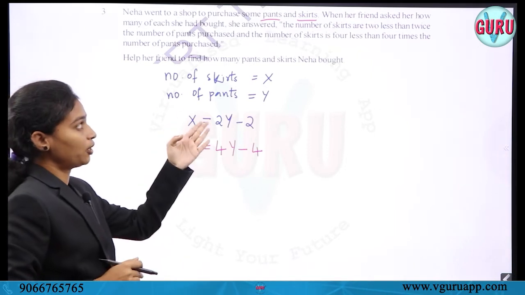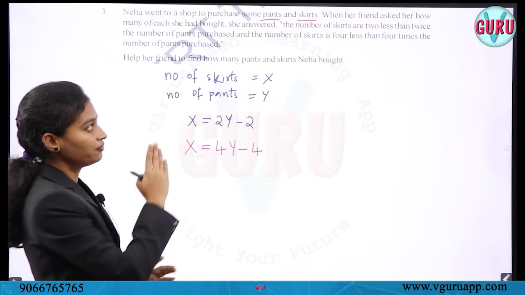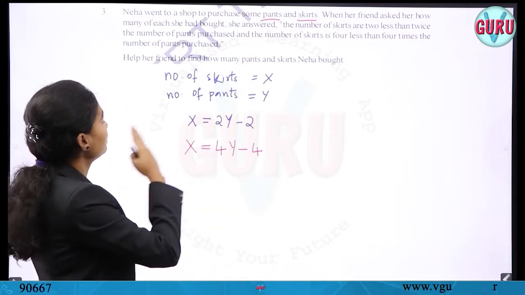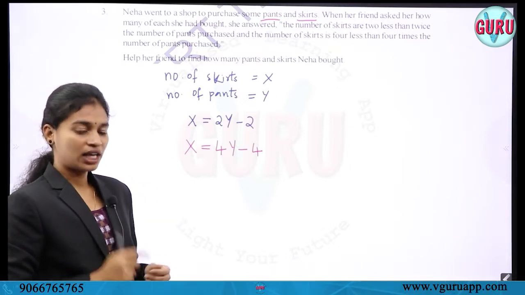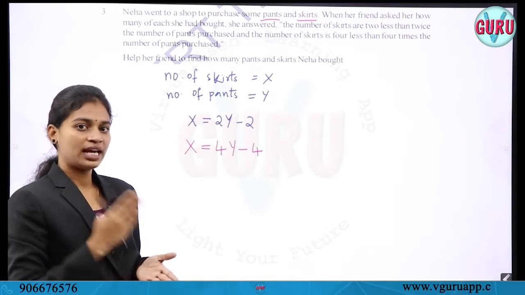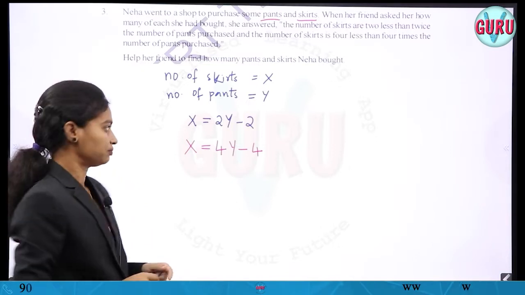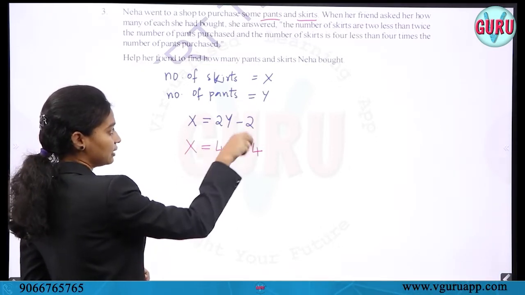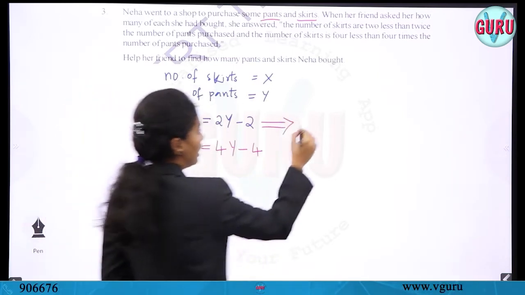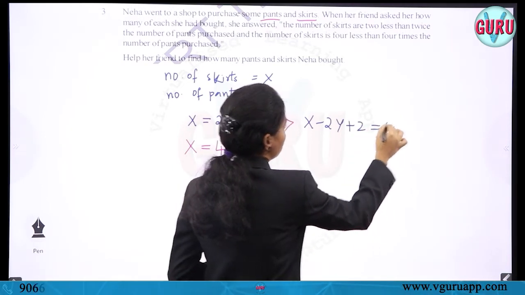So the number of skirts, that means x is equals to 4 less than the 4 times the number of pants purchased. 4 times the number of pants ante, as number of pants is equals to y, 4 times means 4y. So 4y minus 4 is the second situation. Now I'll convert these two into general form. So x minus 2y plus 2 is equals to 0.